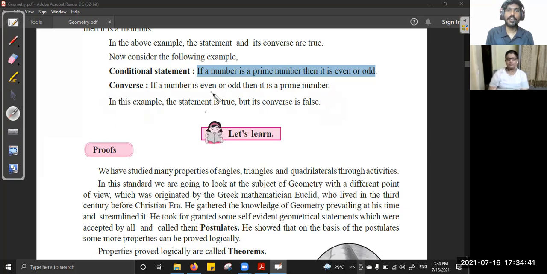So that is why the conditional statement is true, but the converse is false. It is not necessary that if the original conditional statement is true, the converse also will be true. The converse can be false. Or if a conditional statement is false, then its converse can be true. Okay, is this clear? Conditional statement and its converse. Yes, sir. Okay.